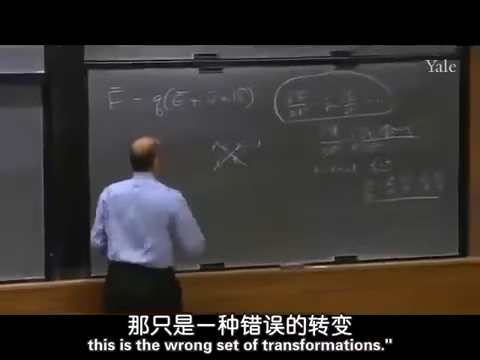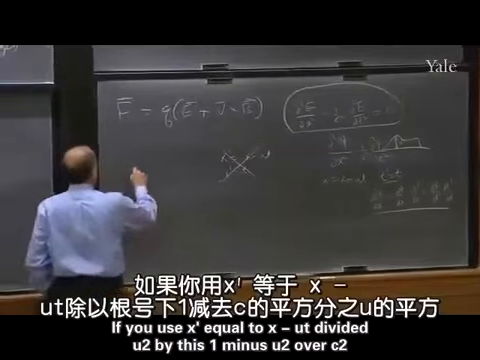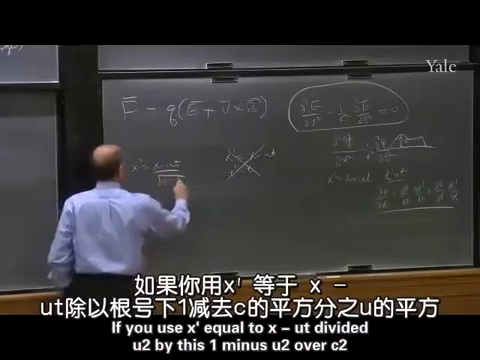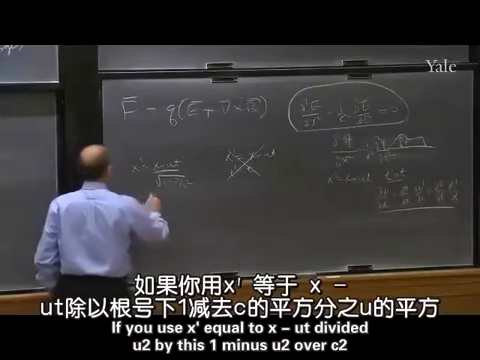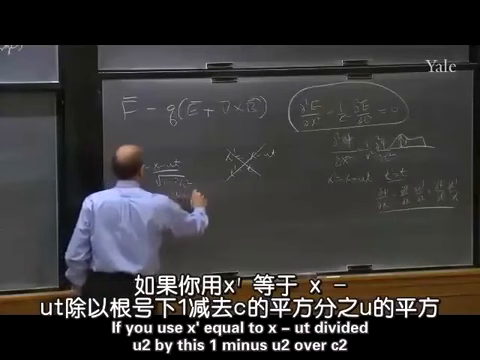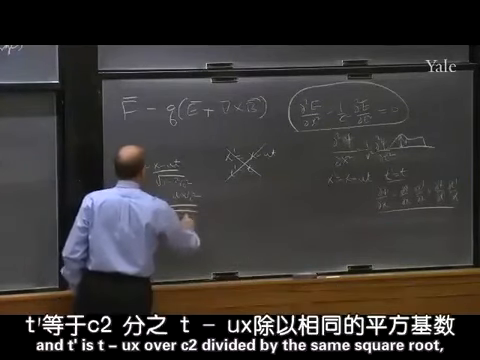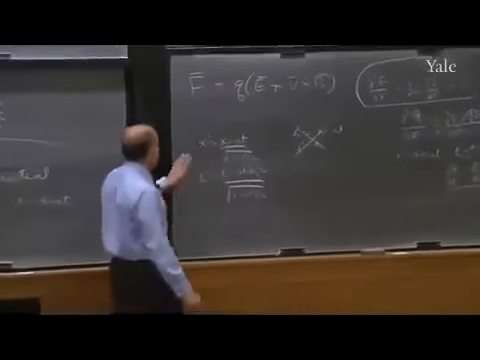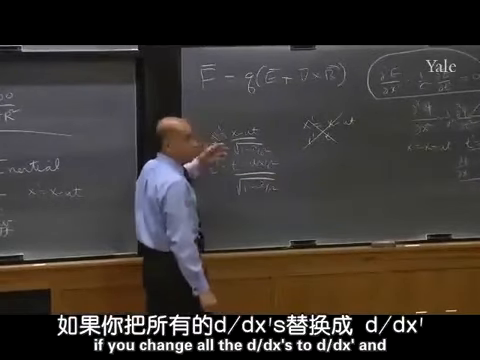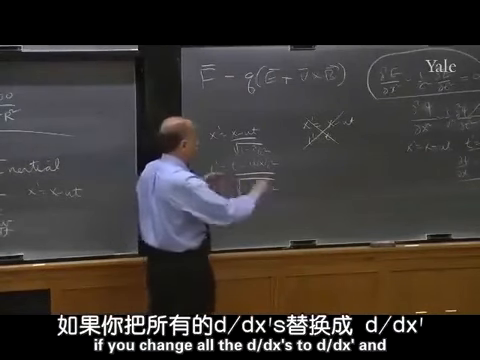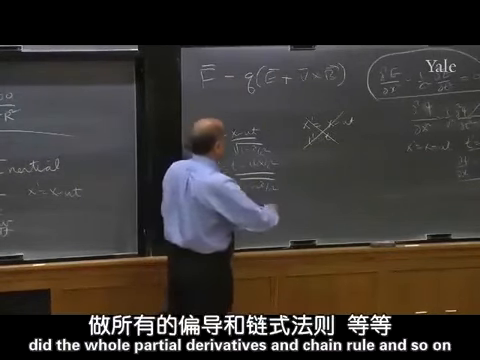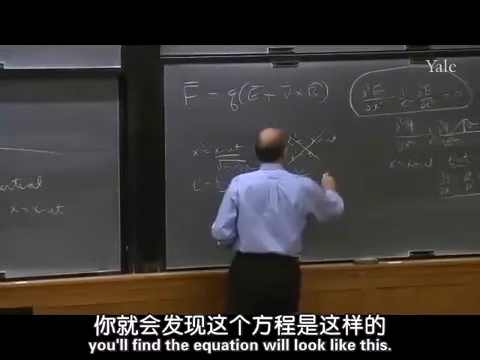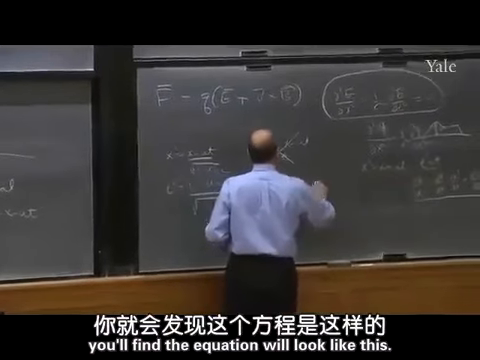That was what they were worried about till Einstein came and said there is no ether and this is the wrong set of transformations. If you use x prime equals x minus ut divided by the square root of 1 minus u squared over c squared, and t prime is t minus ux over c squared divided by the same square root, if you change coordinates this way, you will find, amazingly, if you change all the d by dx's to d by dx prime and did the whole partial derivatives and chain rule and so on, that in the new frame of reference, the equation will look like this.